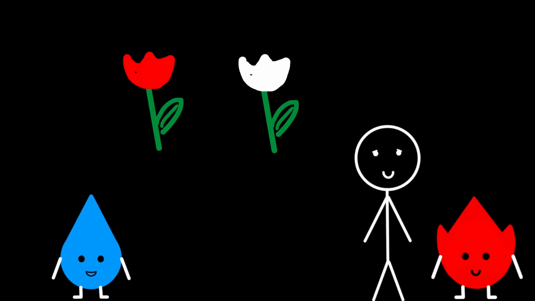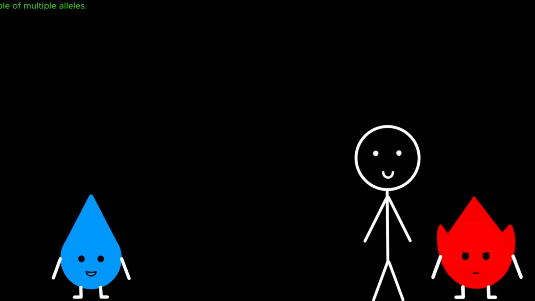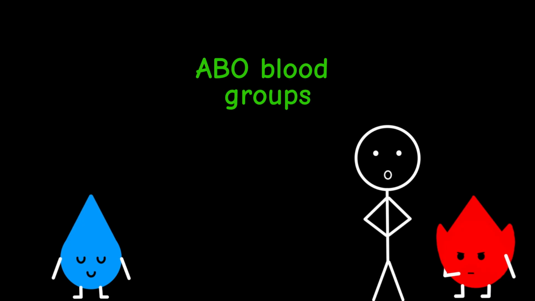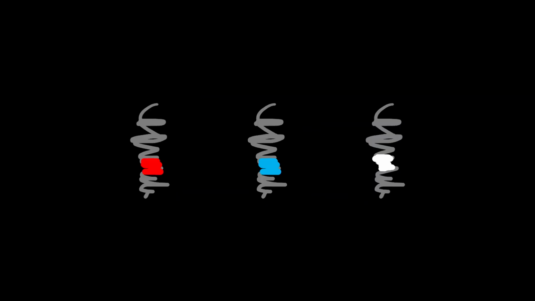In the case of flowers, this would mean that they have full color patches of each color, rather than a blend. In humans, a classic example is the ABO blood groups. Oh, I've heard of that. The gene determines which glycoproteins you have on your red blood cells. There are 3 alleles for it, A, B, and O. For convention, we write them as IA, IB, and I.